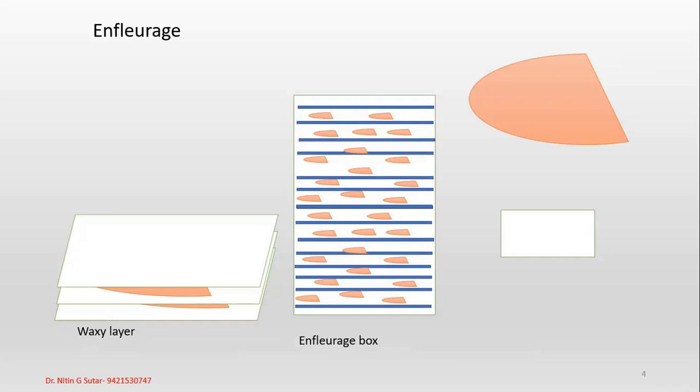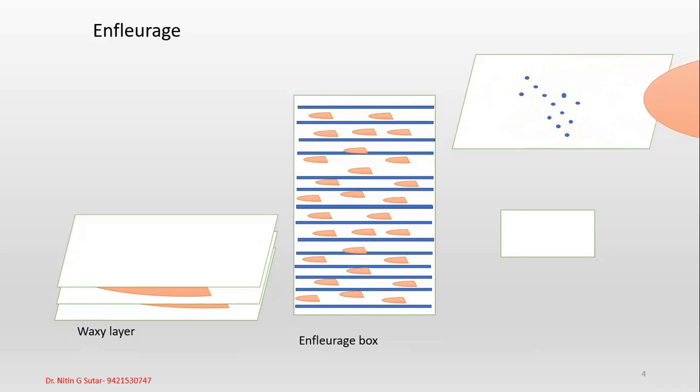After completion, once the waxy layer is saturated with the oils present in the flower petals, you remove the plates. After that, when you remove the flower petals, you can see the oil is present on the waxy layer.